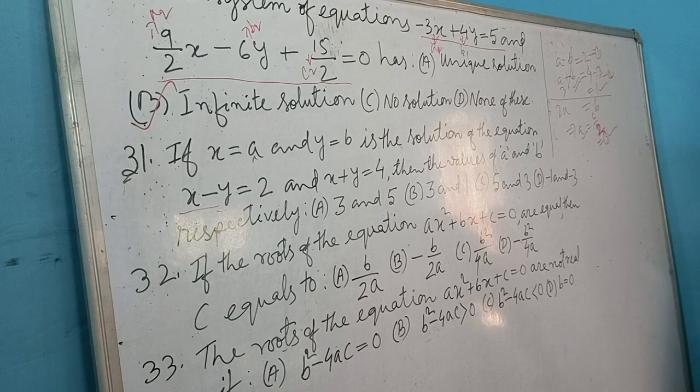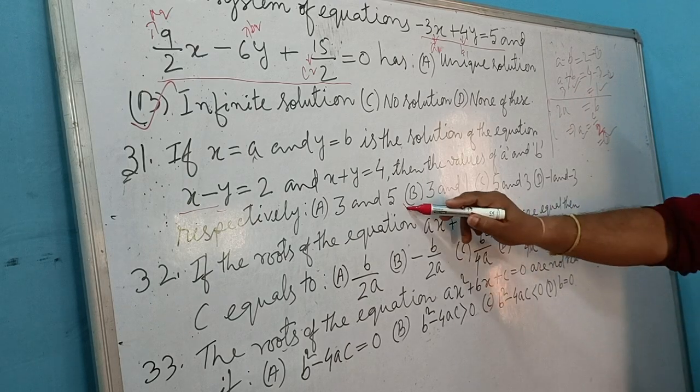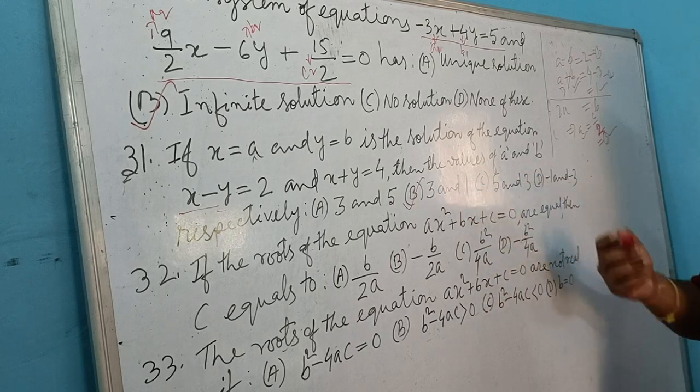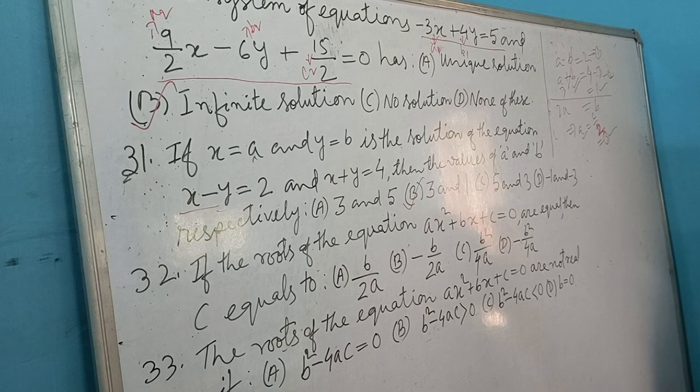So 3 and 1 is given in option number B. So this is the answer. Clear? So you have to find out the value of A and B. So this way we find. Clear? Now, question number 32.